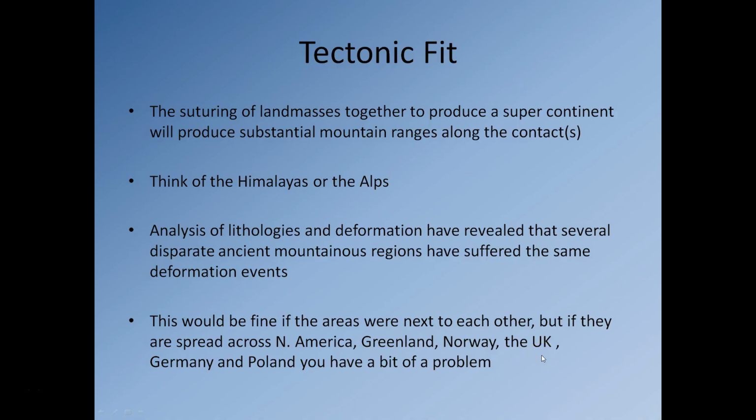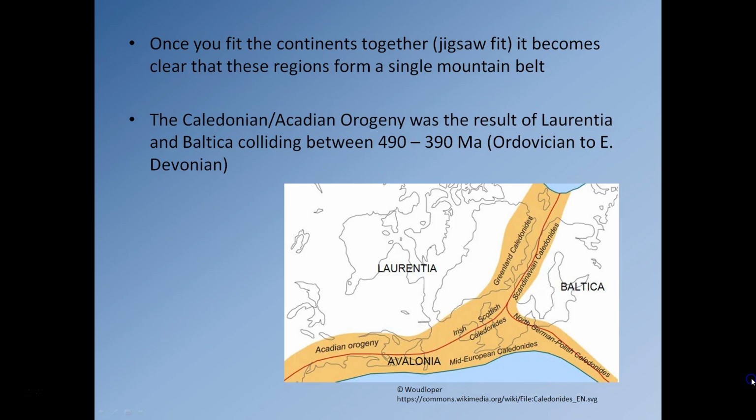So, it was quite a big mountain building event, and you would have to come up with a mechanism that would allow you to deform the rocks in the same way, at the same time, over a very, very large area if the continents were in their current position. But if you say, no, the continents were actually joined together, so these areas were actually right next door to each other, then all of a sudden, as soon as you do that, it begins to make a lot more sense. So this kind of gives you some idea here.